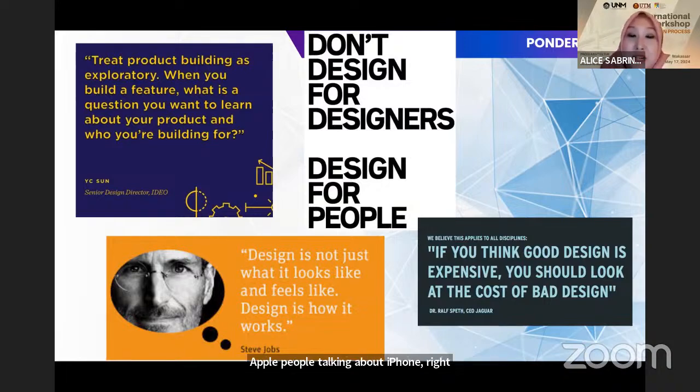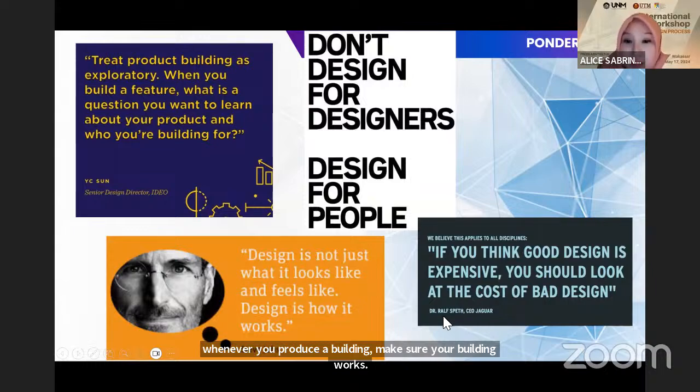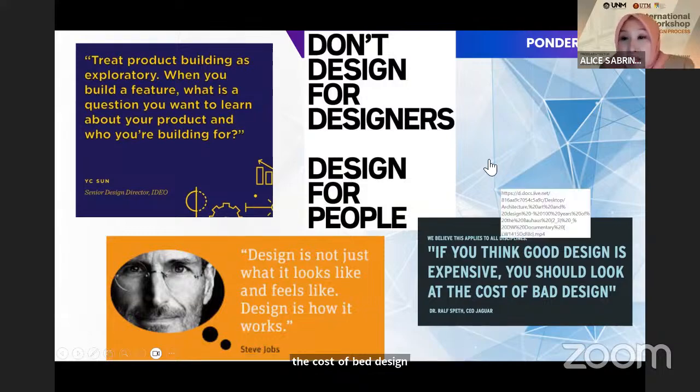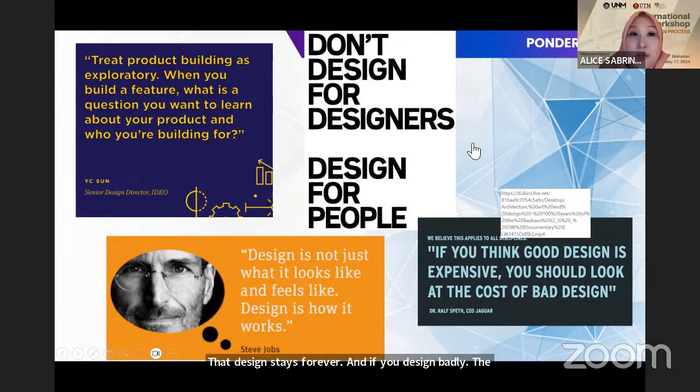Design is not just what it looks like and feels like. Design is how it works. So architecture students, whenever you produce a building, make sure your building works. And the CEO of Jaguar, Dr. Ralph Speth, he talks about, if you think good design is expensive, you should look at the cost of bad design. Bad design stays forever. And if you design badly, the future will have to suffer the consequences.